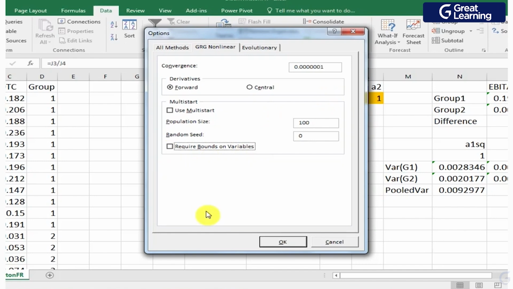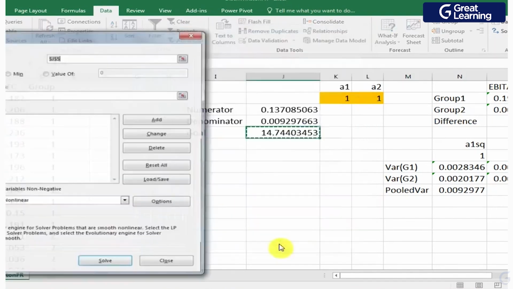It doesn't require bounds on variables. Bounds will come for the evolutionary solver, genetic algorithm. There is an evolutionary solver here. It requires bounds, but here you remove it. Okay, have you removed it? All of you? Okay, solve.